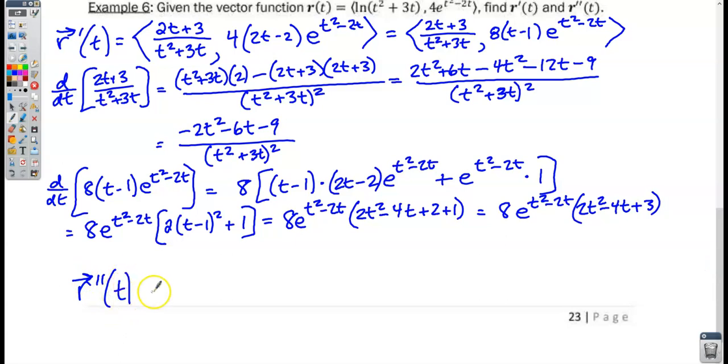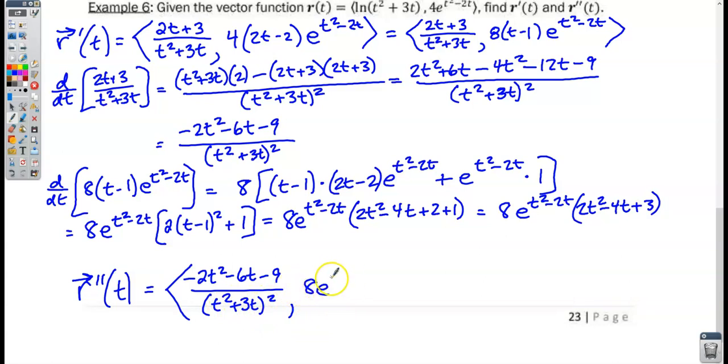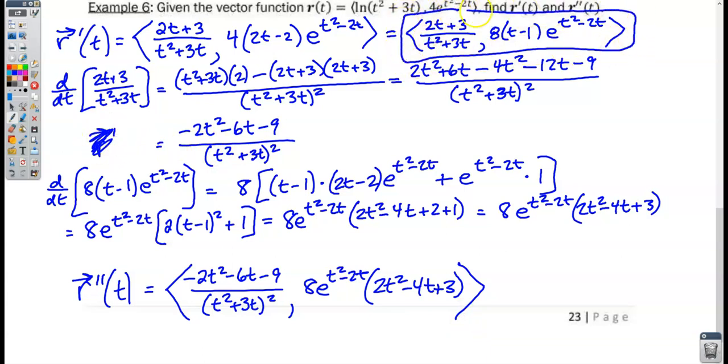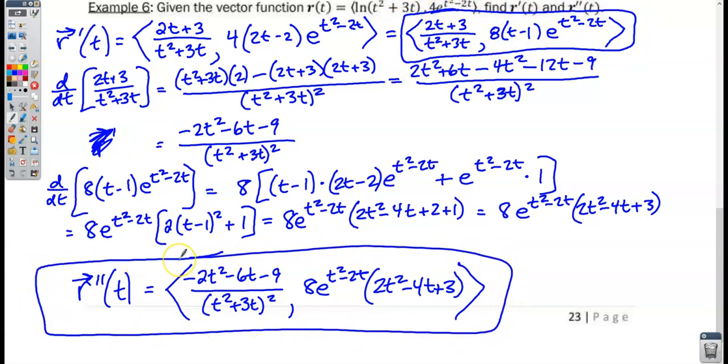And so my second derivative vector is going to be, let's see, the x component was negative 2t squared minus 6t minus 9, all over the quantity t squared plus 3t, quantity squared. And my y component was 8e to the t squared minus 2t times the quantity 2t squared minus 4t plus 3. And there's our second derivative. And so there are our vectors that we wanted. R prime of t right here, and R double prime of t right there.